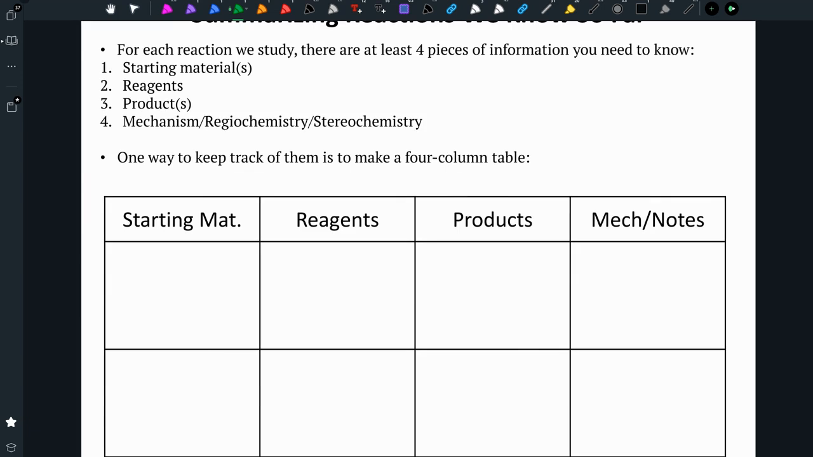So let me show you what I mean about filling in this chart. We learned a lot of reactions of alkenes. So let's start with a reaction of alkenes. I know I can react an alkene with HX, where X is Cl or Br or I. And my product was an alkyl halide.